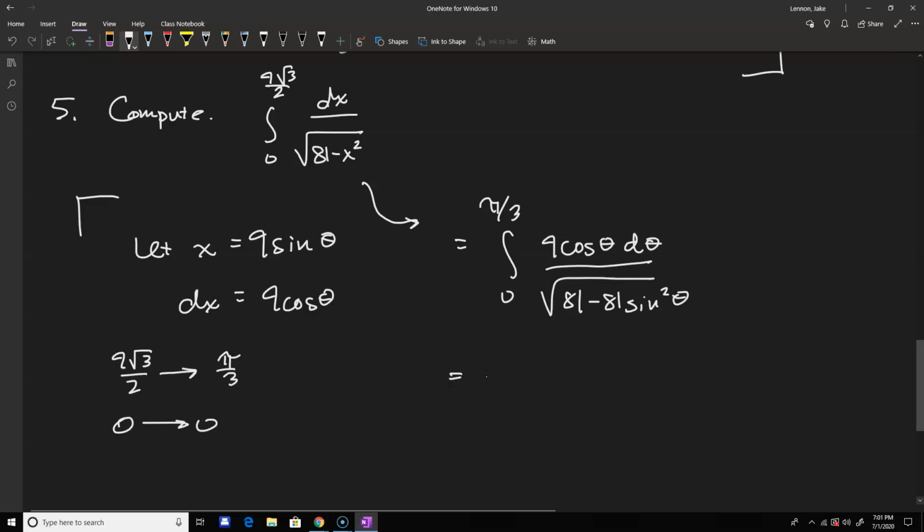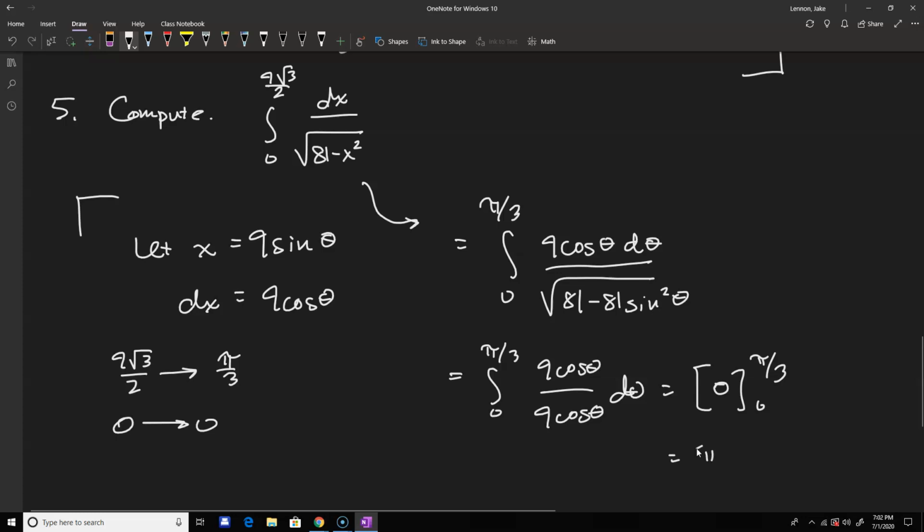So this will end up actually as just the integral from 0 to pi over 3 of 9 cosine theta, and the bottom will end up with, from the Pythagorean identity, the square root of 81 cosine squared theta, which will come out to 9 cosine theta d theta. So really what we have is just the integral of 1, which is going to change back into theta. So we have the integral of theta from 0 to pi over 3. And so this just comes out to exactly pi over 3. And that's it for this trigonometric substitution.